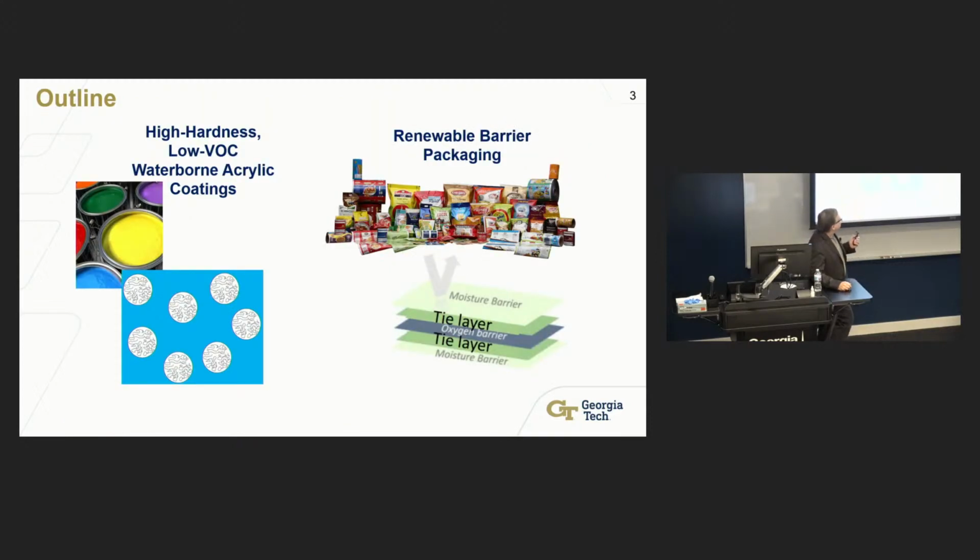And I want to talk about two applications. One is in waterborne coatings, so aqueous-based coatings that we've used the CNCs to enable low VOCs. I'll explain what that means in a second. And the other application I'll talk about is renewable barrier packaging.